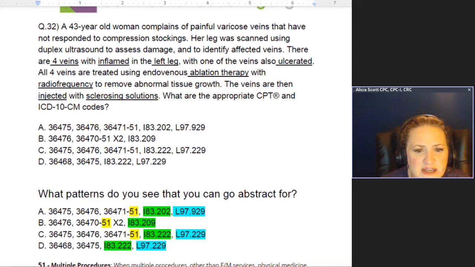As you know, I like ICD-10, so I will always look at the ICD codes before I look at CPT, because that's what I'm most comfortable with. So what do I see? I see the first codes are not the same. Two choices, C and D, have 0.222. These are all I83, so I know I'm not in the wrong area.